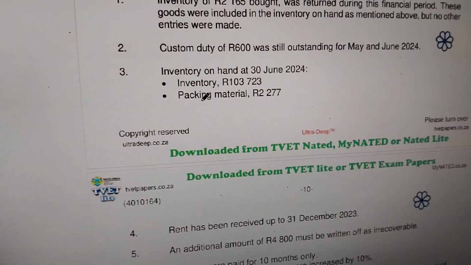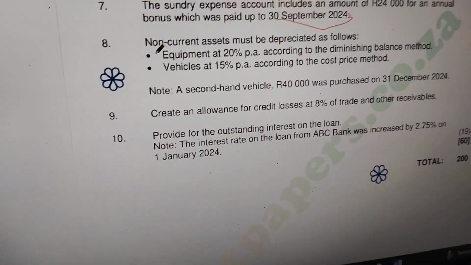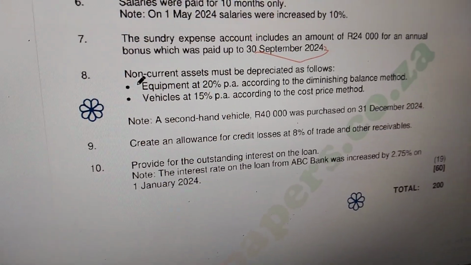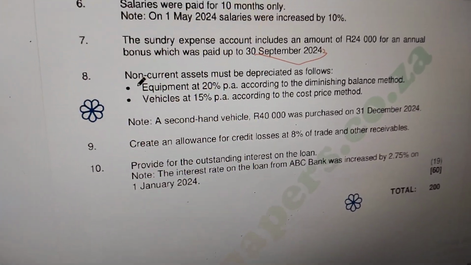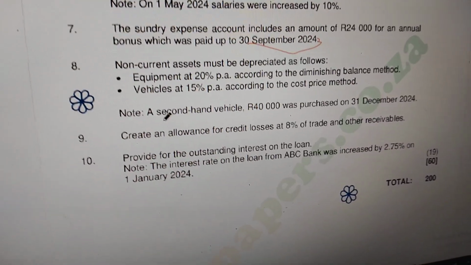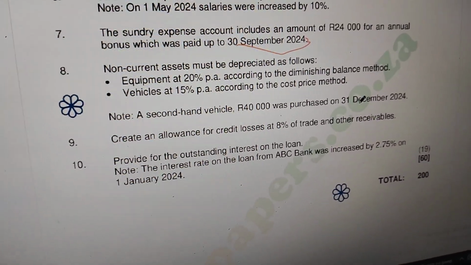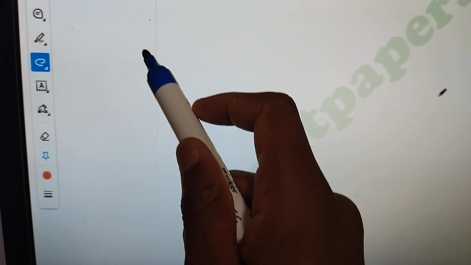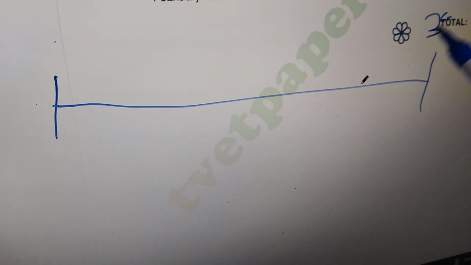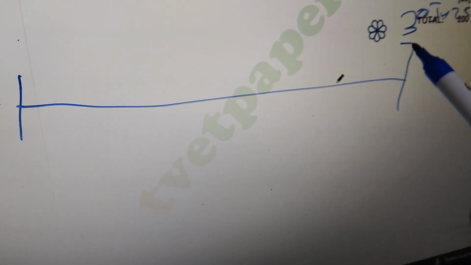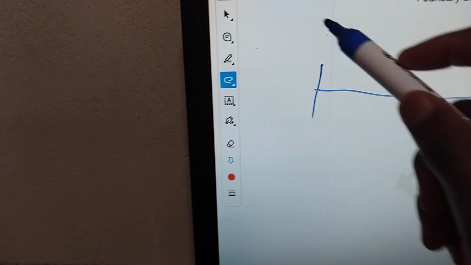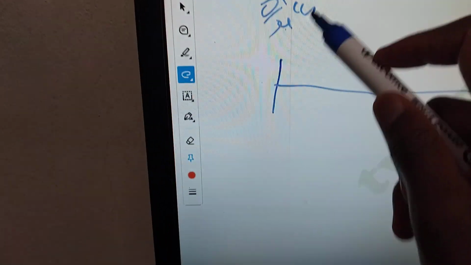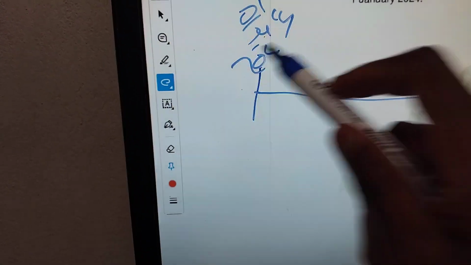Let's go to depreciation. Where is the depreciation? This is our depreciation. The non-current assets must be depreciated as follows: equipment 20%, vehicles 15%. Note, a second-hand vehicle of 40,000 was purchased on the last day of December. Let's start with it. This is our financial period. I write the financial period: very simple. 1 July 2023 to 30 June 2024.